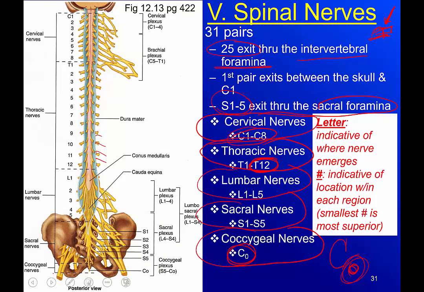The letter is indicative of where the nerve emerges. You need to understand that we're not talking about from the spinal cord itself. We're talking about from the bones. Because all of these down here, remember the spinal cord ends at L2. So these are traveling some distance before emerging from the bone. So we're talking about where it comes out at the bone when we talk about the labeling as far as the letter.